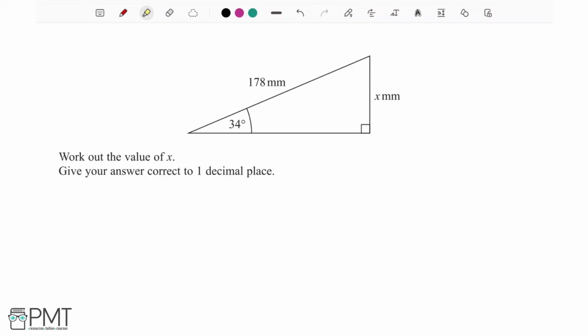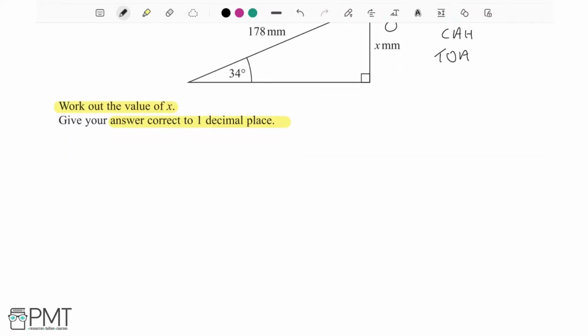We have been asked to work out the value of x, and we need to give our answer correct to 1 decimal place for 2 marks. So we will need to use trigonometry here. Now let's label our sides. This is the hypotenuse, and this is our opposite because it's opposite to our angle. From our rules of SOHCAHTOA, the one which has O and H is SOH, so this is the rule we will use.